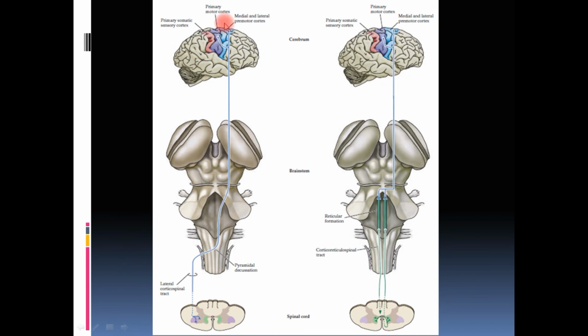As you can see, there are direct supplies to the spinal cord and there are indirect supplies. That means the motor cortex supplies a nucleus, in this case the reticular nuclei, and then these nuclei form the cortico-reticulospinal tract, and indirectly the motor cortex is affecting the spinal cord through the reticular formation. This is an example of the other supplies of the motor cortex to other areas of the brain.